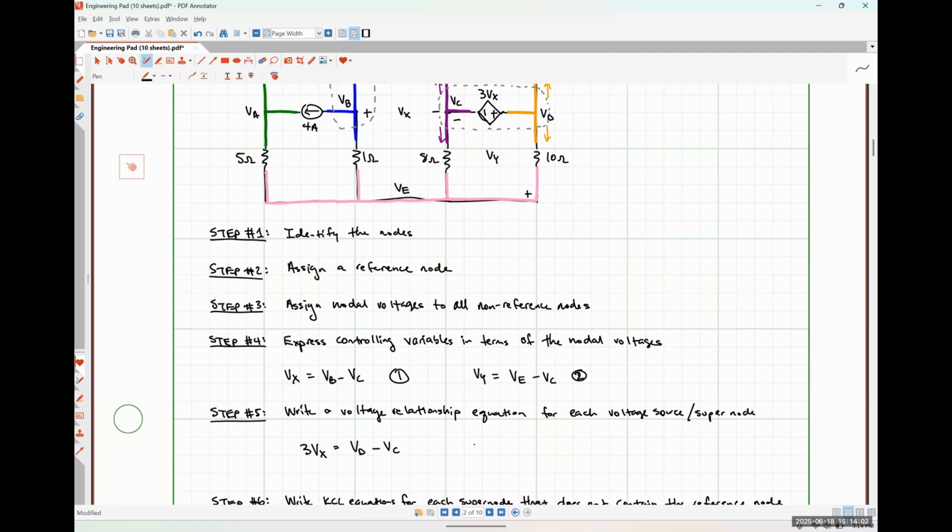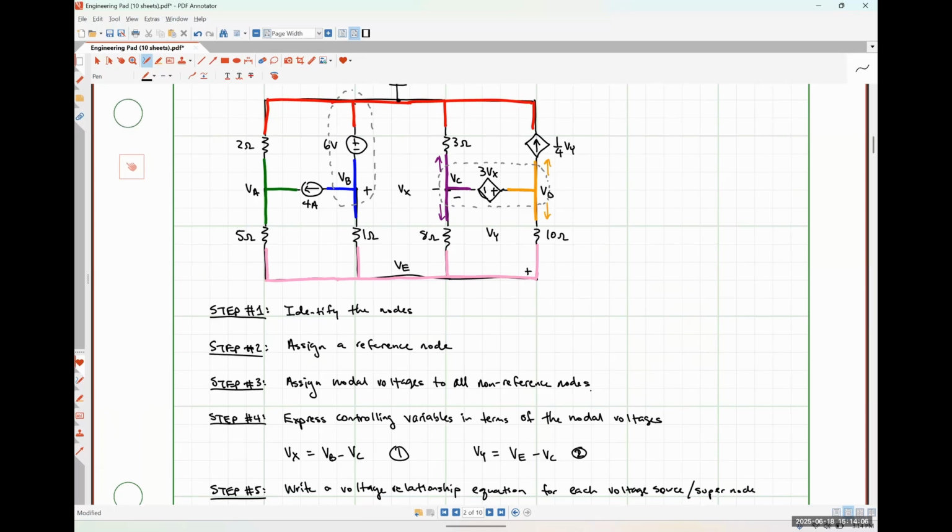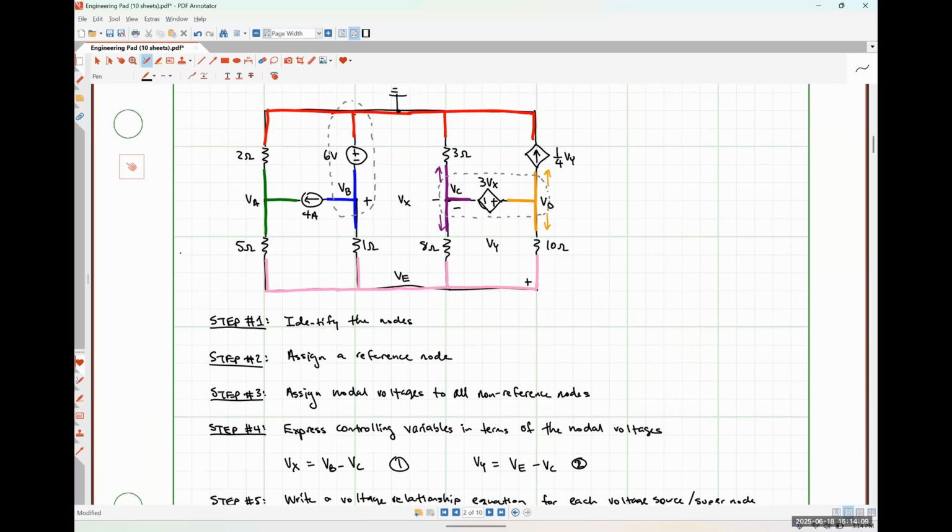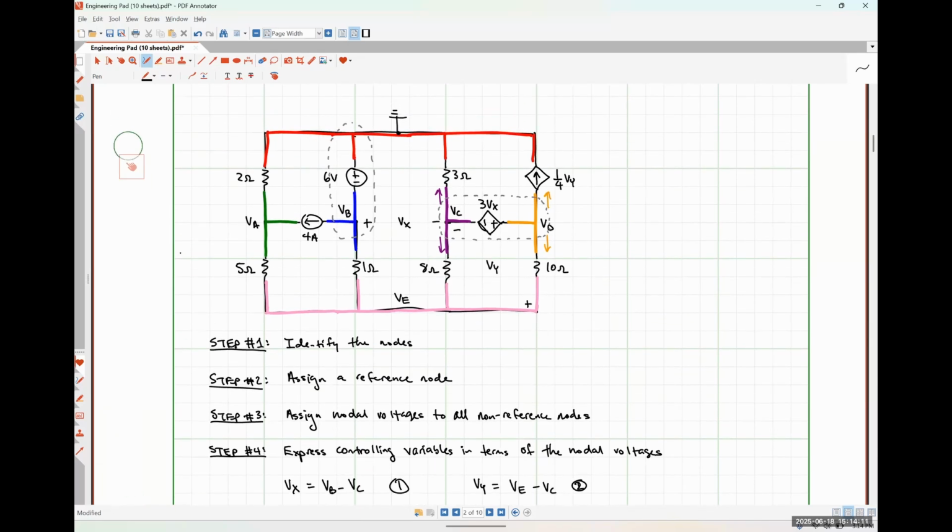So for our 6-volt source, Colin, since you asked about it, would you mind telling me what our voltage relationship equation should be? Shouldn't it just be VB or 6 volts equals VB? Oh, I'm sorry, would it be negative 6 volts? So we could have VB is equal to negative 6 volts.